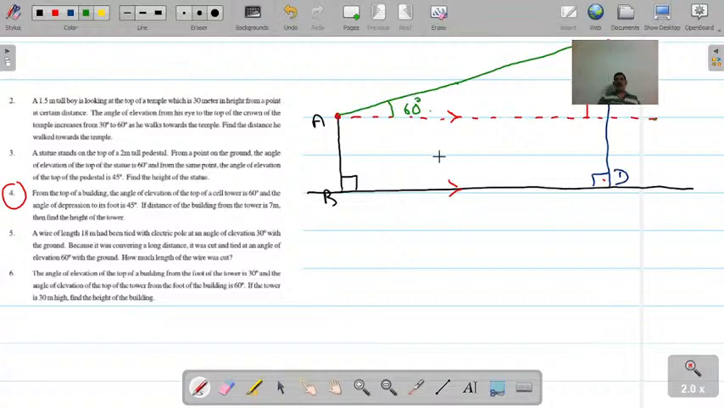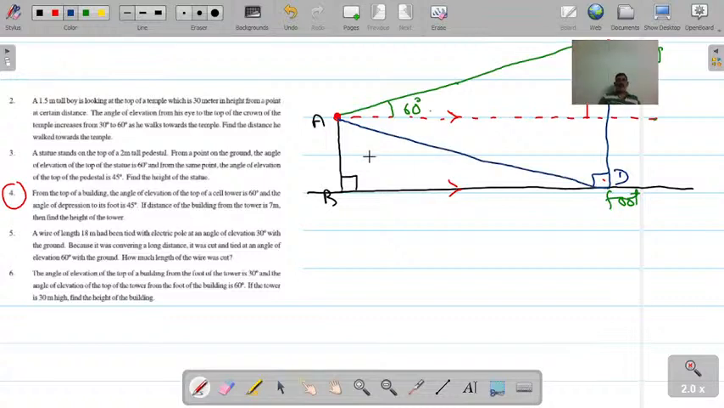Okay, now from the same point he observed the foot of the cell tower. What is the foot of the cell tower? D is the foot of the cell tower and C is the top of the cell tower. So from the same point, the observer is not changing, he is standing here only. But now from there he has to look at the foot of the tower.